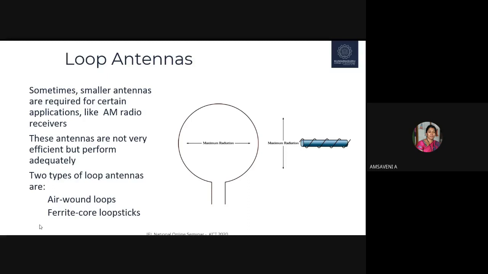A conducting coil. Ma'am, excuse me. Ma'am, kindly repeat the importance of folded dipole. Okay.